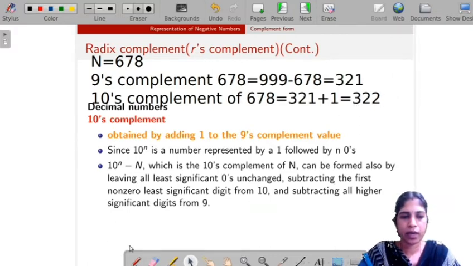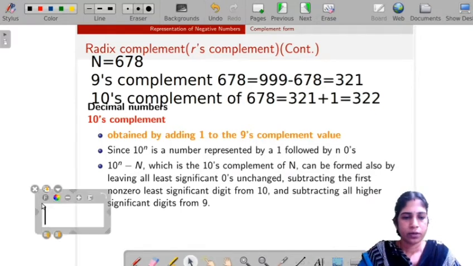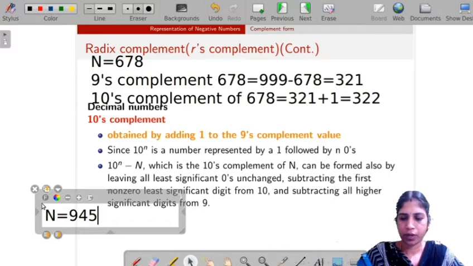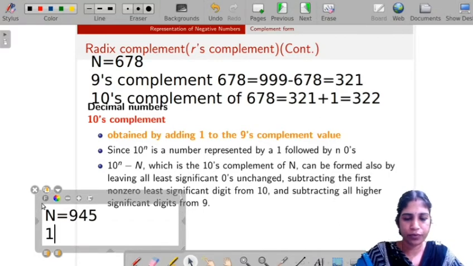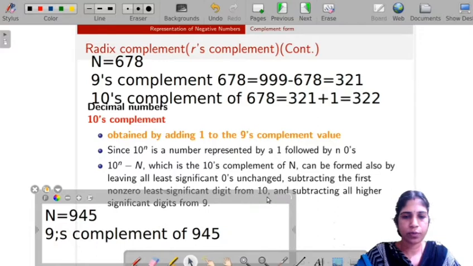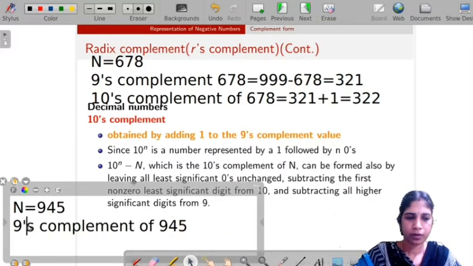Okay, we can take another example. Suppose the number n is equal to 945. Okay, in the case of n equal to 945, first we find the 9's complement. The 9's complement of 945 is equal to 999 minus 945.